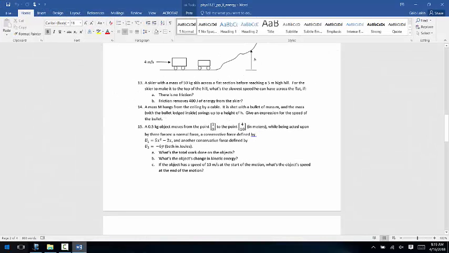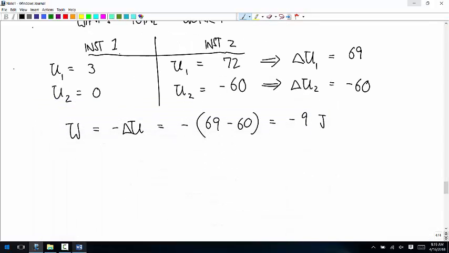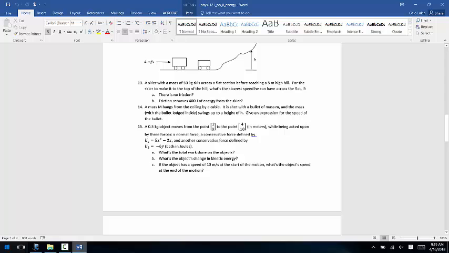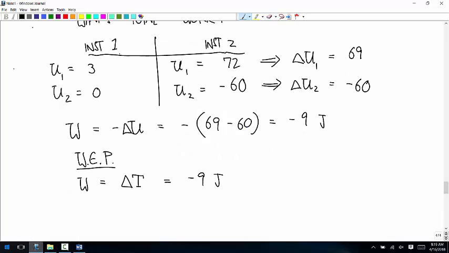And then what's the change in kinetic energy? Well, the work energy principle says the work is equal to the change in kinetic energy. So the total work is also negative 9 joules, or the negative change in potential energy. Any questions about either of those?